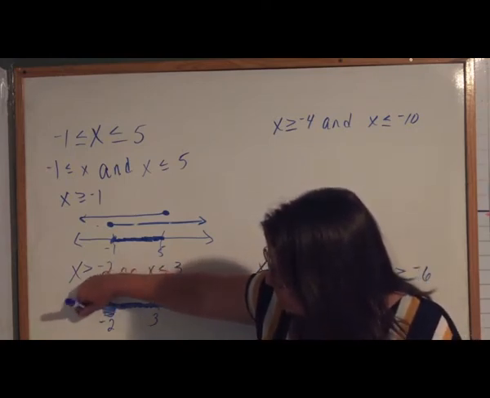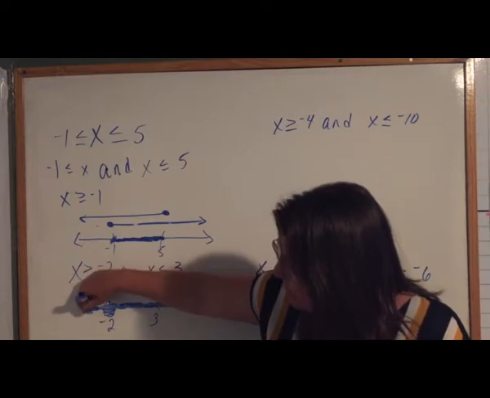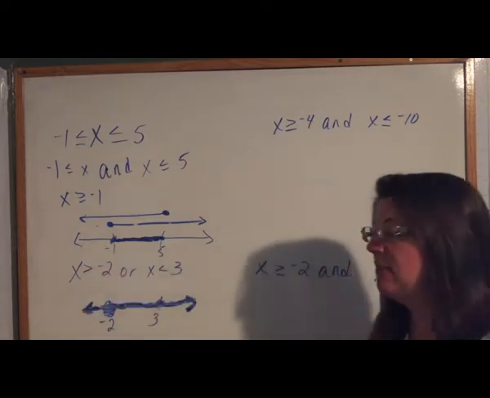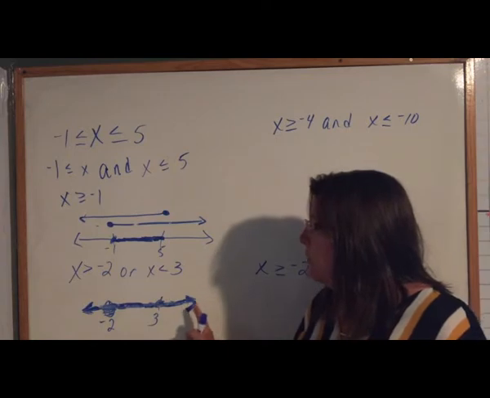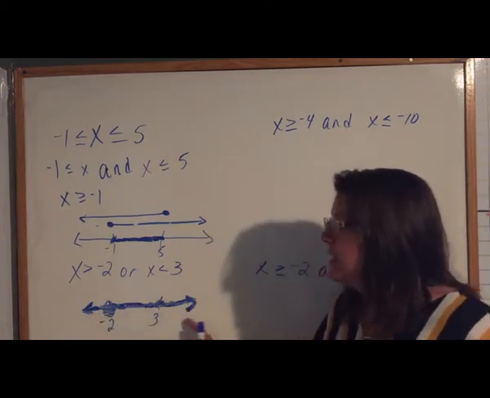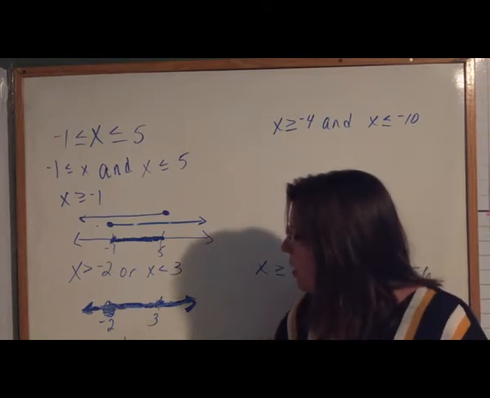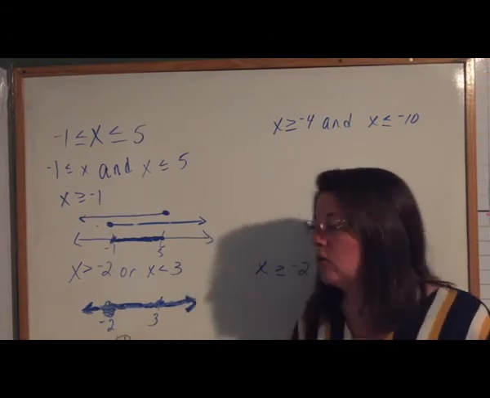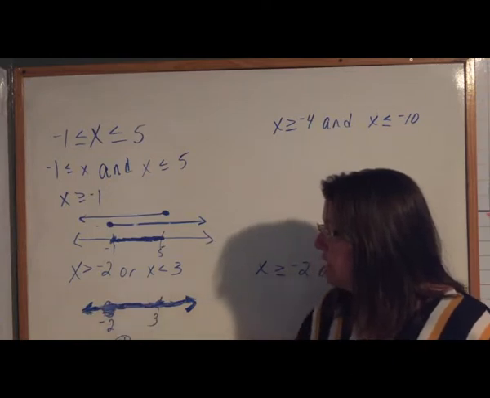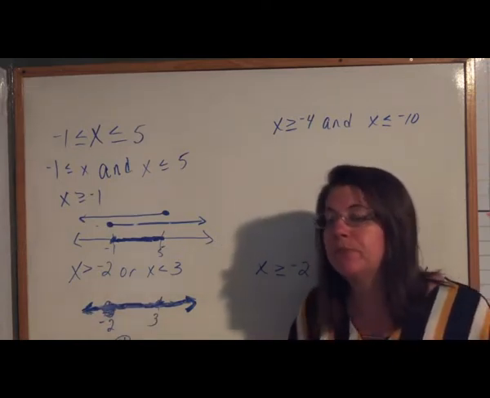It's also being shaded in. This is one of our special cases. You can only have this happen if it's an or. And when this happens and everything on the entire graph is shaded in, our answer is going to be all real numbers, okay? So if everything ends up being shaded, the answer is all real numbers.